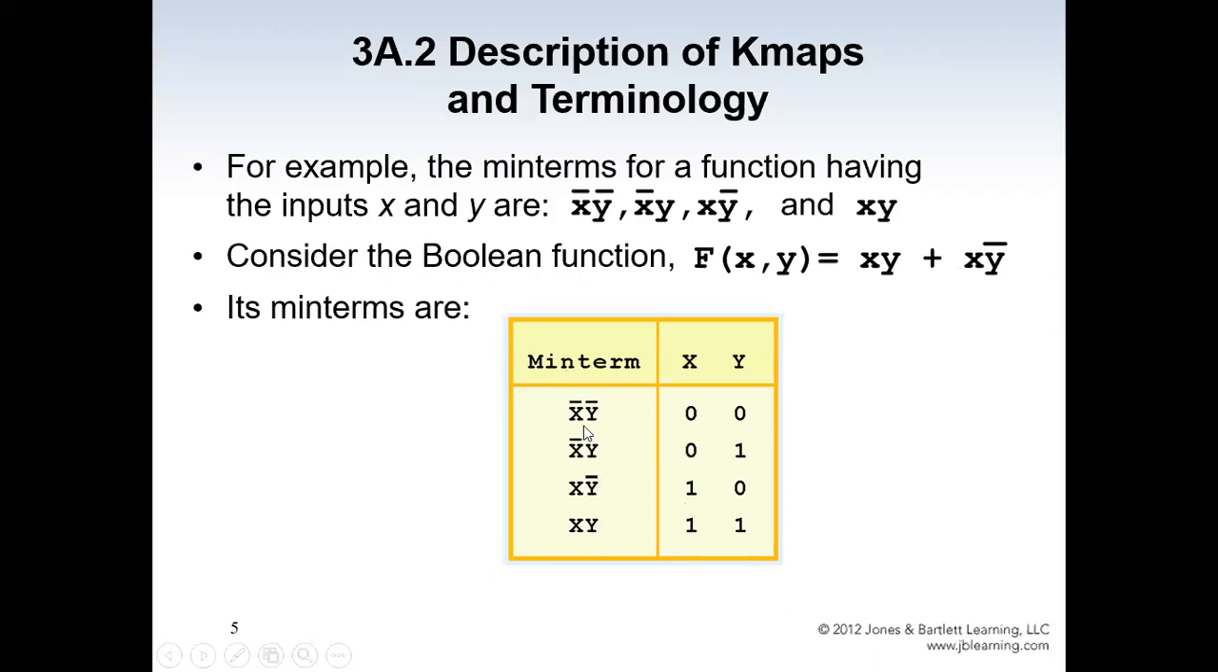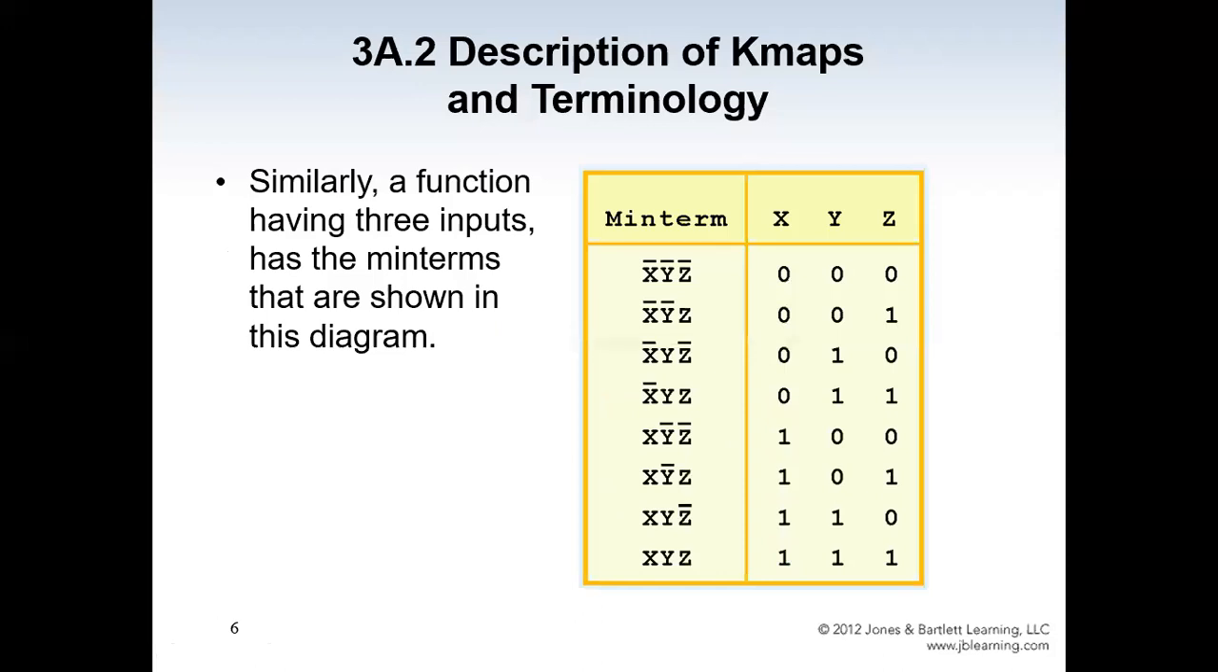Min term indicates that the value of bar will be 0. So if you have x bar, it means it is 0. If it is x, then it is 1. Is it clear about min term? Yes, sir. Okay. Did everyone understand min term? Bar indicates 0 value. Now see the same thing for 3 inputs. If I am having 3 inputs, what will be the value? X bar, Y bar, Z bar.